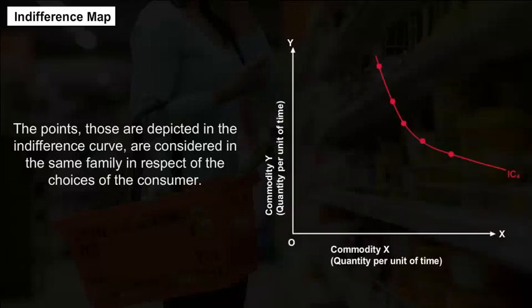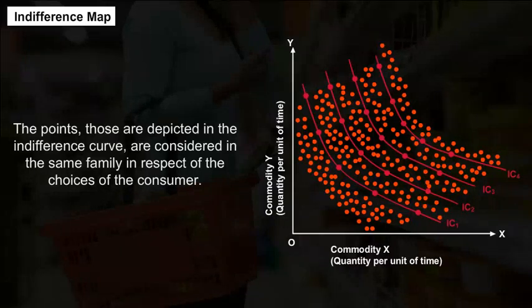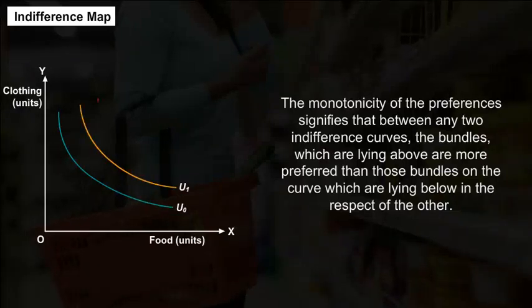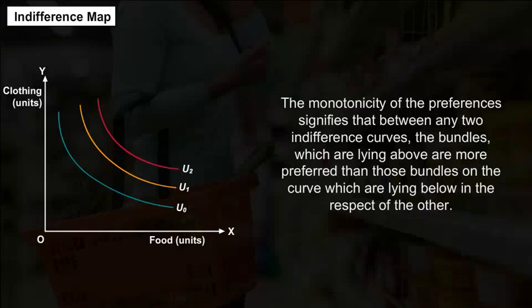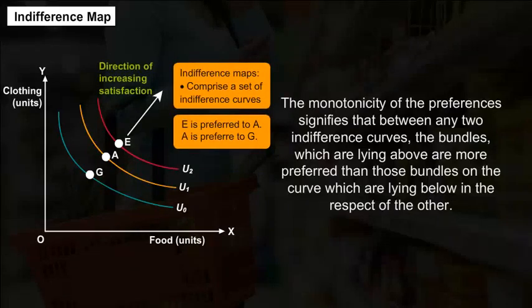Indifference map. The points depicted on an indifference curve are considered to be in the same family in respect of the choices of the consumer. The monotonicity of the preferences signifies that between any two indifference curves, the bundles lying above are more preferred than those bundles lying on the curve below.